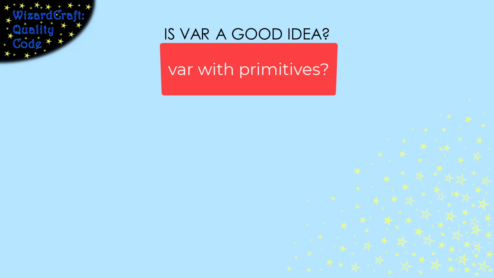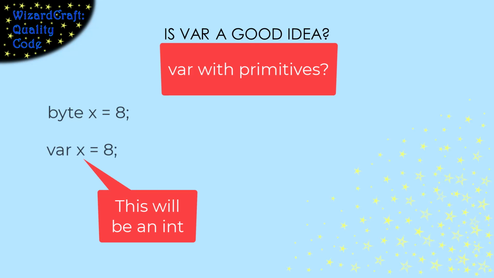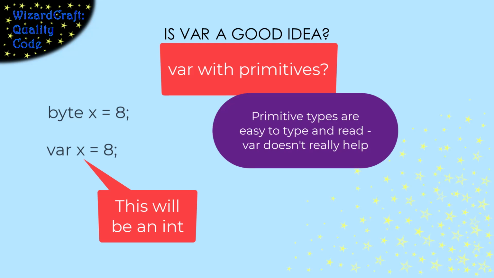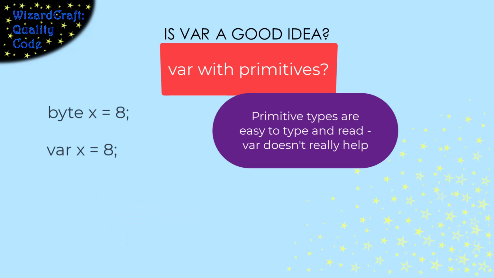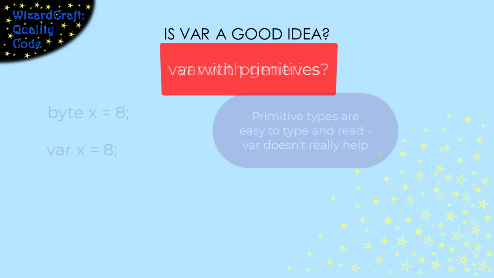You have to be very careful when you use var for variables that are being initialized with primitive types. For example, the compiler won't infer byte or short. All integers will be inferred to be ints. Generally, the primitive types are really small to type, so I just don't use var in place of them.